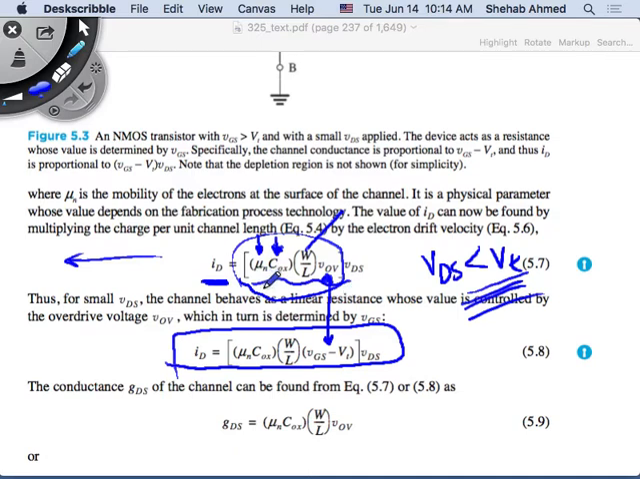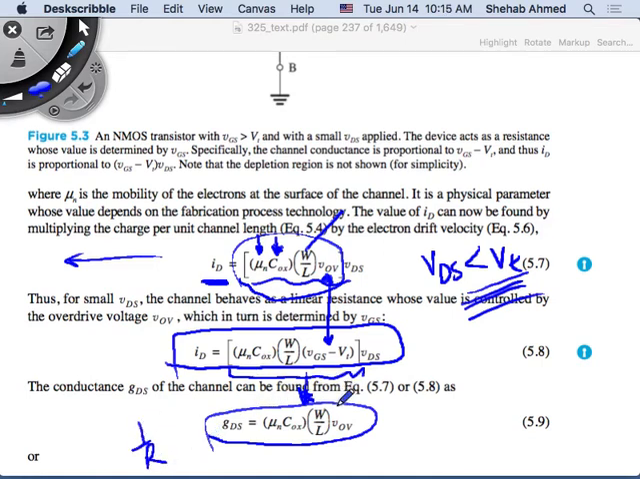Mu n is the mobility of the electrons, how easy they can pass through the channel. This is the COX. All of this is the conductance. This term here in brackets is the conductance of the device, which is 1 over the resistance, right?